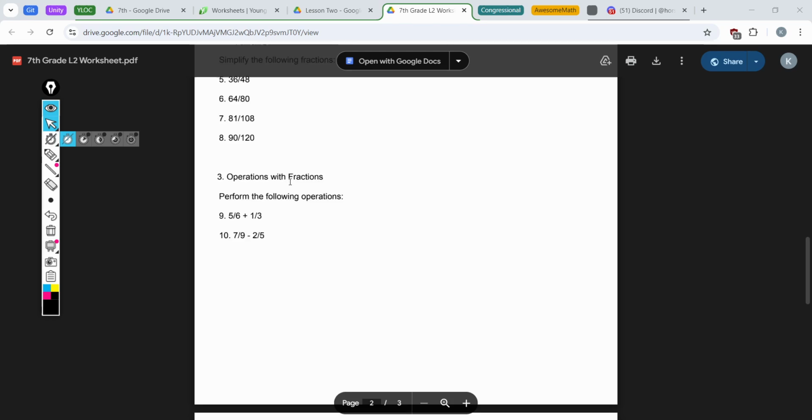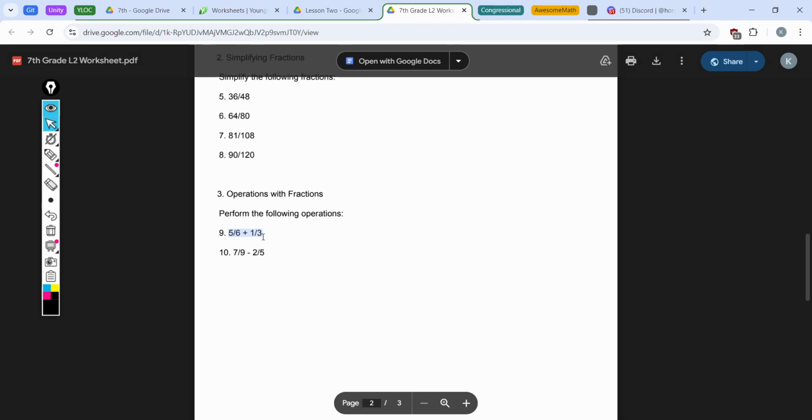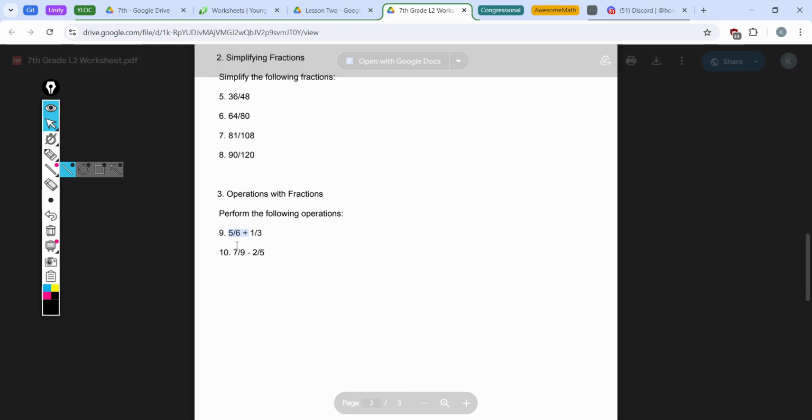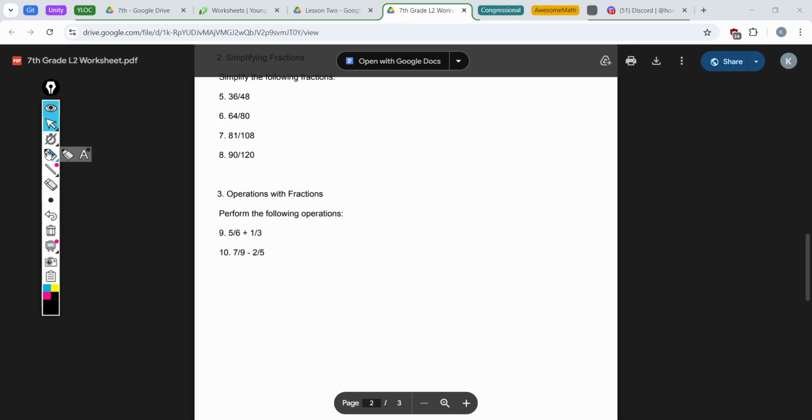And then we'll be performing operations with fractions, just addition in this case. 9 is, I think, easier than 10, so I'll be doing 10. So 7 over 9 minus 2 over 5. When you're dealing with addition, you want to make sure that they have a common denominator. So in this case, the lowest common multiple of 9 and 5 is 45.